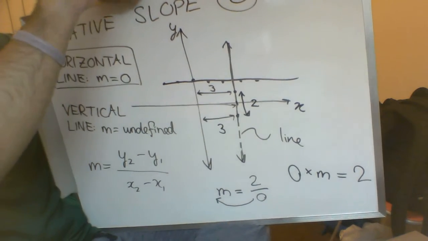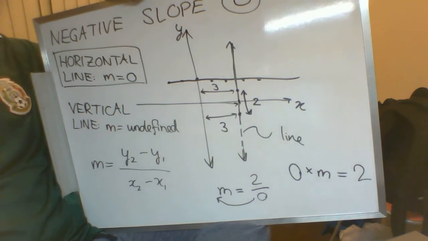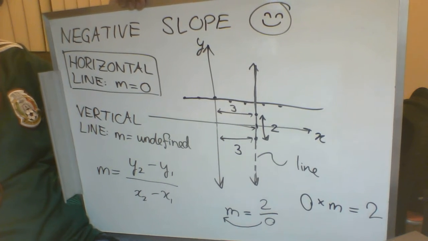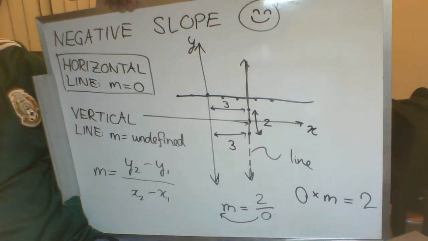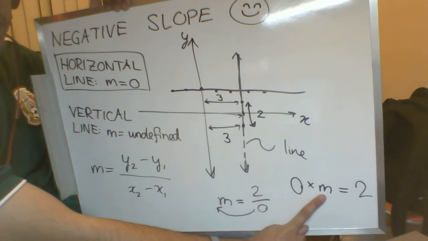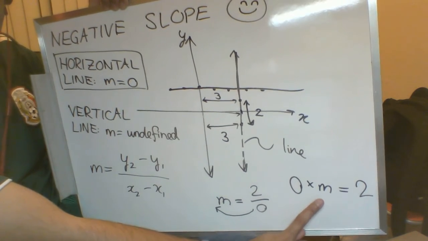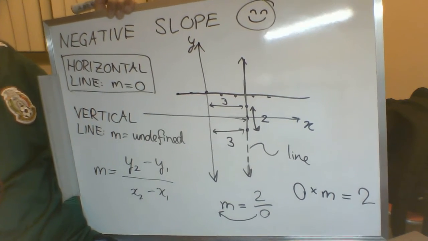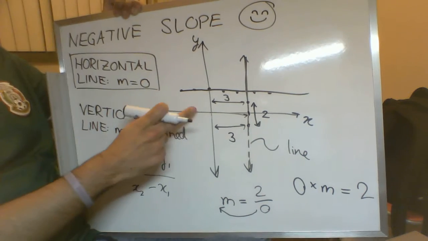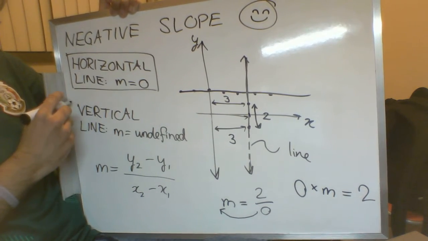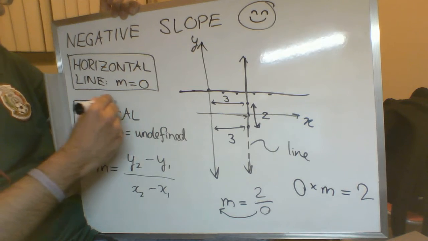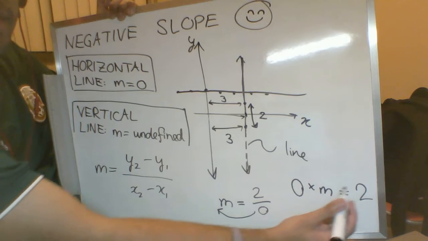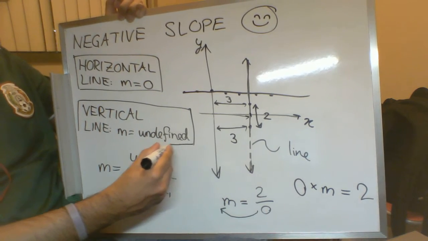Is there any possible number that we could multiply by 0 and still get a non-zero answer? And obviously the answer to that is no. We can't multiply 0 by any number and get a non-zero answer. So there's no number that we could put in place of m here, not even infinity, that actually satisfies that equation, which is why we're not dealing with the equations of vertical lines, but also why we can't simply state m equals infinity, because even m equals infinity doesn't satisfy this equation right here.